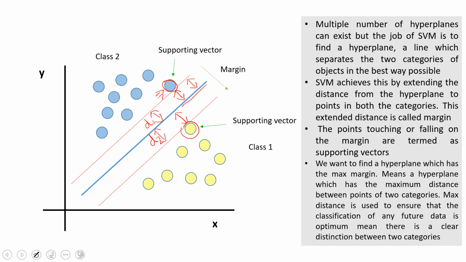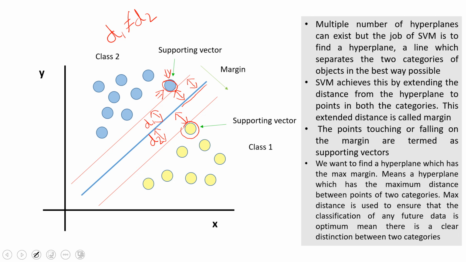So d1, it is not important that d1 is equal to d2. We don't want this to be equal because it is totally dependent on the support vector. So we want to find a hyperplane which has the max margin, meaning a hyperplane which has the maximum distance between both of the two categories.